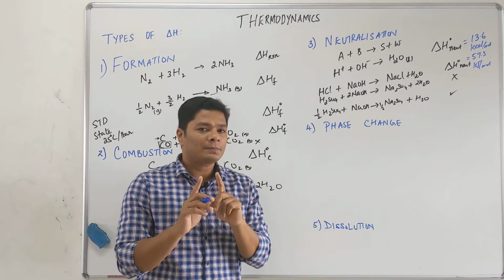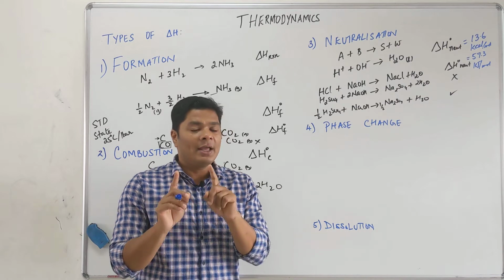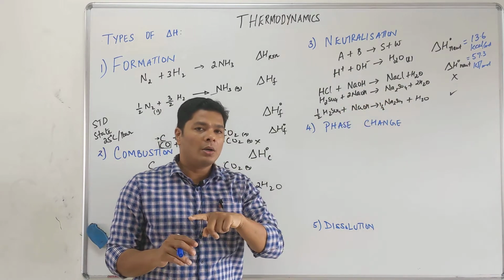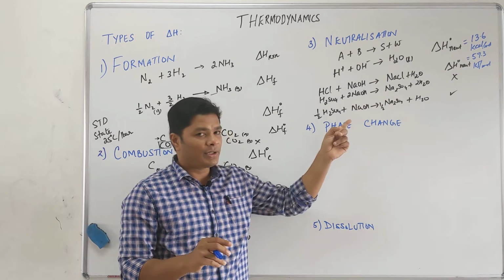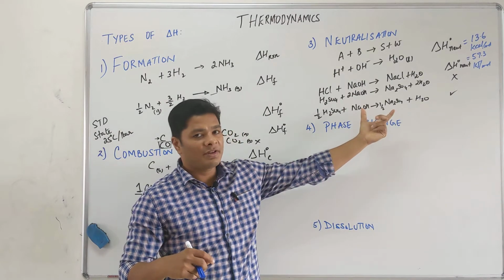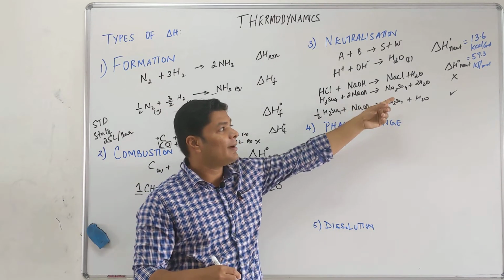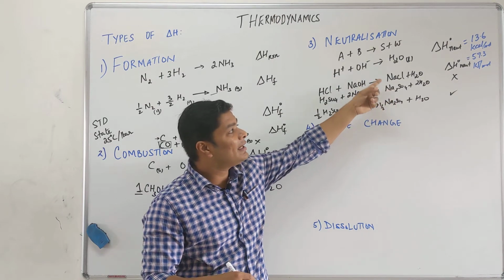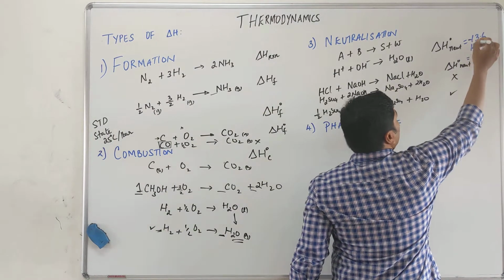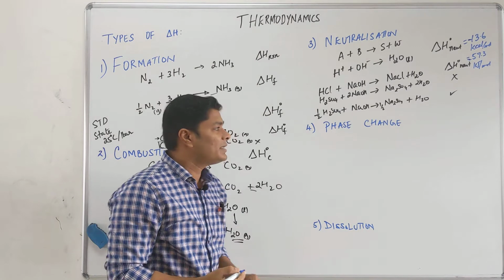At this point, just remember this statement: HF is a weak acid, HF with a strong base gives greater than 57.3. All strong acid, strong base gives 57.3. The rest, the weak acid or a weak base, gives less than 57.3. The weaker the acid or the base, the lesser it is going to be compared to 57.3, and this is all heat liberated. So if you want, you can write it as minus. Okay, straightforward.